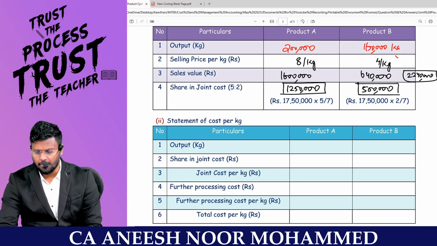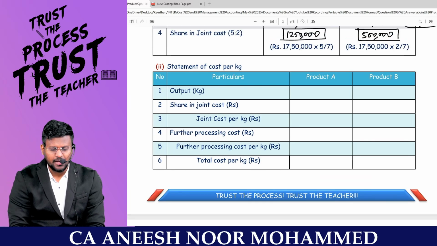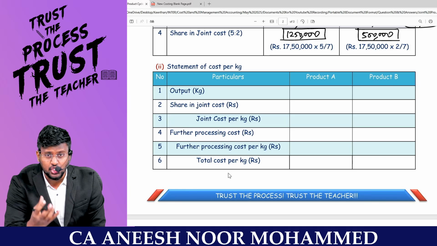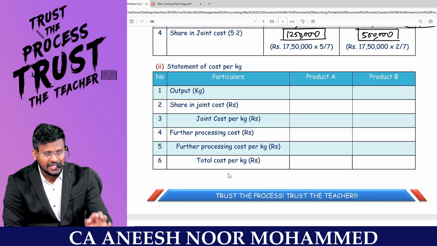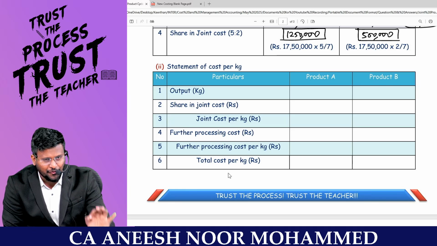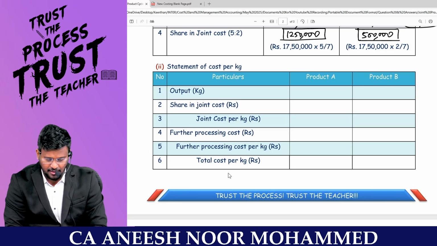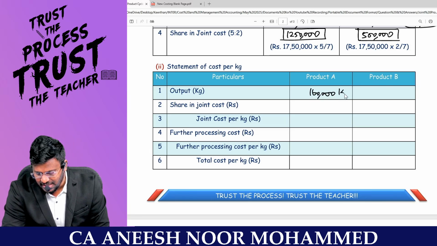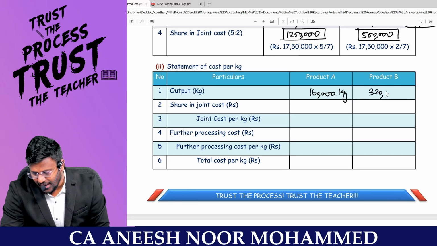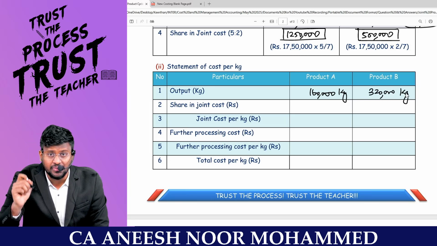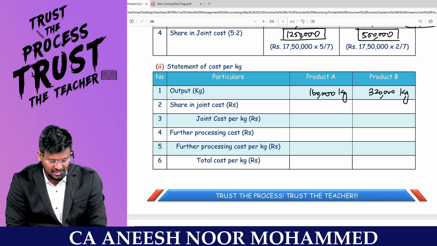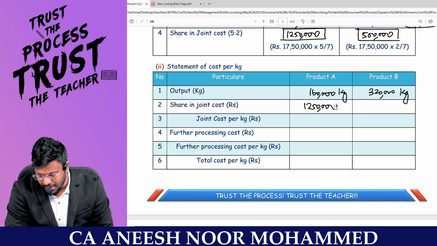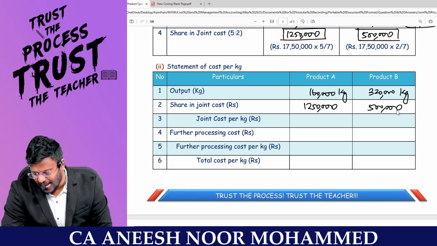So the second statement is also done. I am coming to the statement of cost per kg. Now I know what is the share of joint cost and what is the specific further processing cost, right sir? You tell me what is the output in kg. Ultimate output is 1,60,000 kg and 3,20,000 kg. This output is after further processing. Getting it? What is the share of the joint cost? Rupees 12,50,000 and rupees 5 lakh.